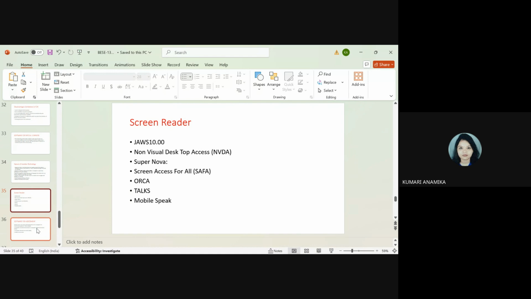See, these are the different screen readers for children with special needs, like JAWS, non-visual desktop access, Supernova, screen access for all, ORCA, Talks, Mobile Speak. These are the screen readers.